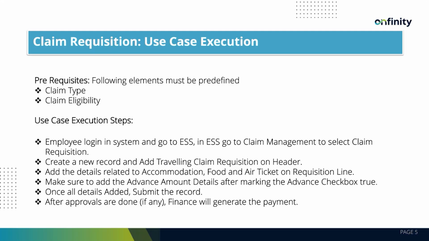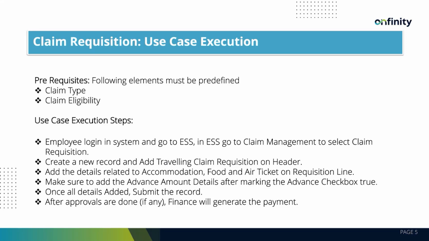The employee logs into the system and goes to the Employee Self-Service ESS section. Within ESS, go to Claim Management and select Claim Requisition. Create a new record and enter the travel claim requisition details in the header section. Add the necessary details for accommodation, food, and air ticket under the requisition line. The advance checkbox should be marked as true before entering the advance amount details.